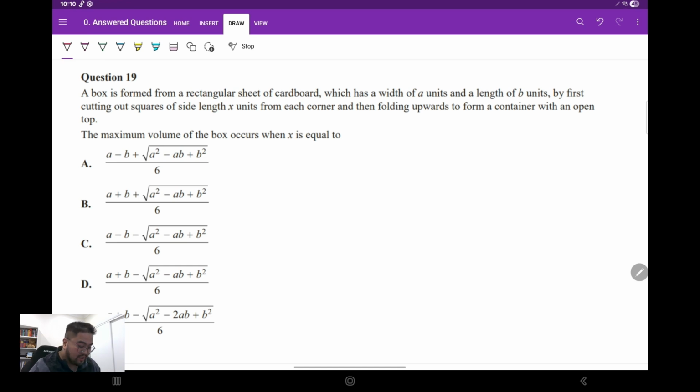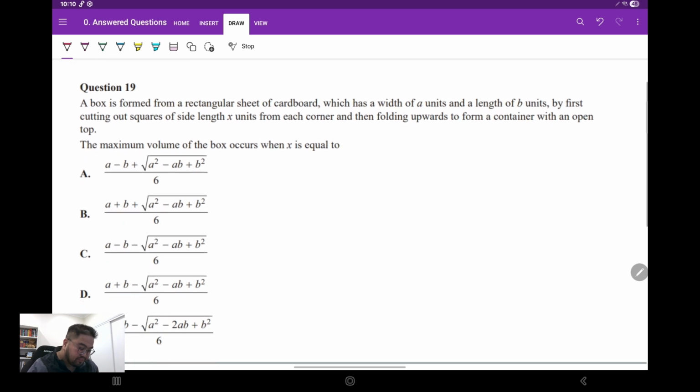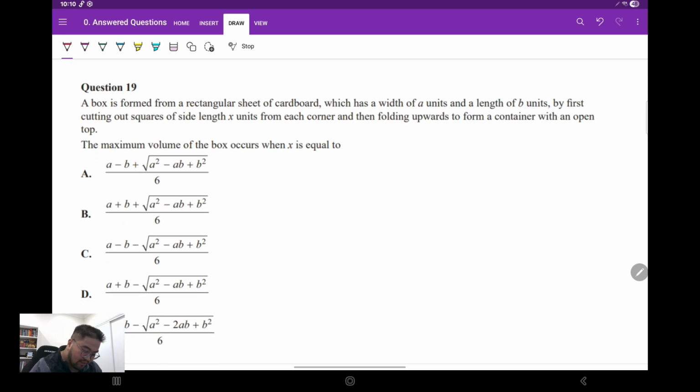All right, so this is question 19 from the 2022 exam 2. A box is formed with a rectangular sheet of cardboard which has a width of A units and a length of B units by cutting out the squares. So in order to do this question, what we need to first do is draw out this scenario. And this scenario looks like this.